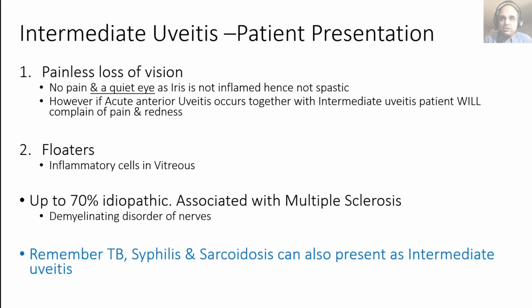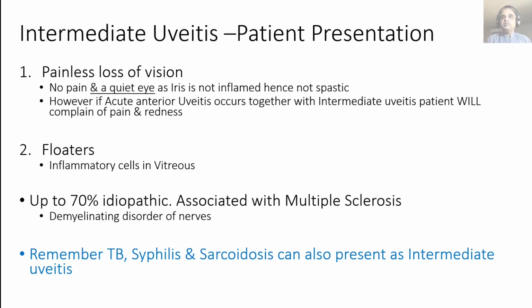Although most cases are idiopathic, it is associated with multiple sclerosis, which is a demyelinating disorder of the nerves. In addition to the neurological signs and the signs that you see in the eye of optic neuritis, this might be the first clue that the patient is developing multiple sclerosis. Multiple sclerosis is usually seen in middle-aged women. So a middle-aged woman presenting with an intermediate uveitis should alert you to the possibility that this patient might go on to develop multiple sclerosis, because this might be the first disease activity.